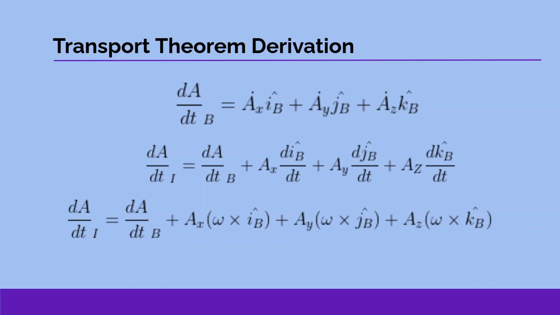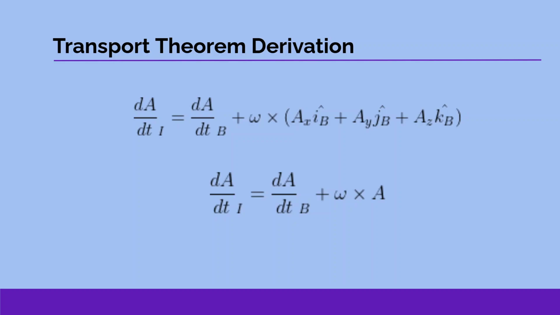And each of these terms is actually equal to the cross product between omega and the respective unit vector. Now all you need to do is to factor out omega and you will get the equation for the transport theorem.